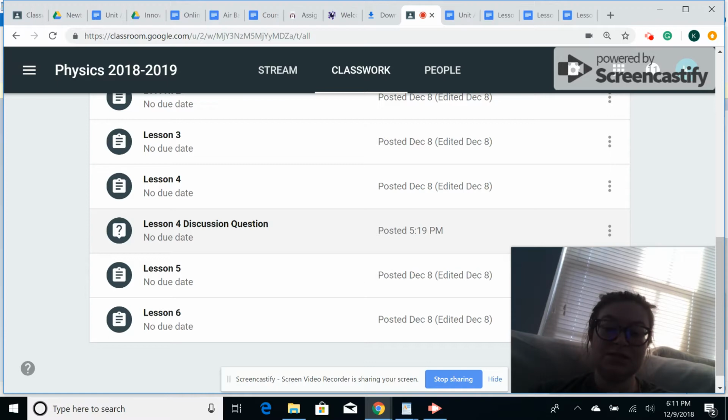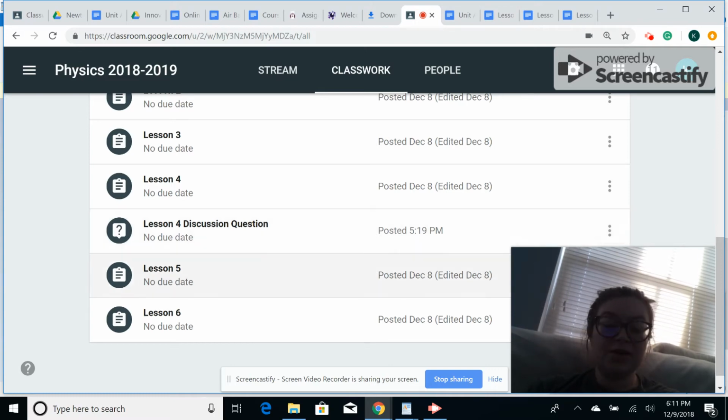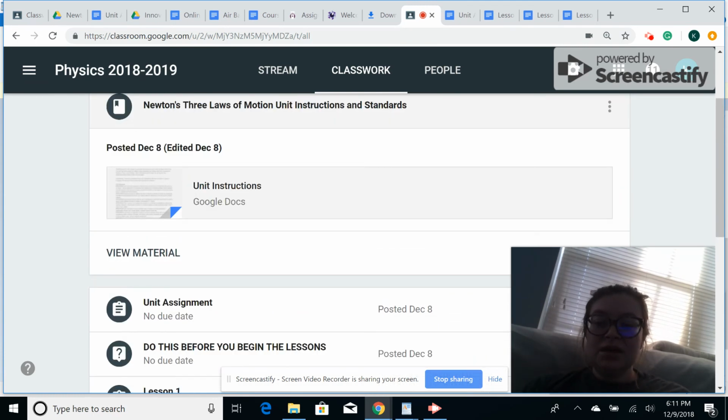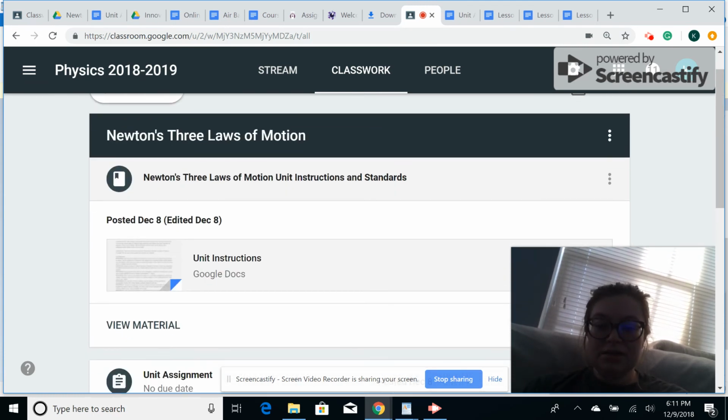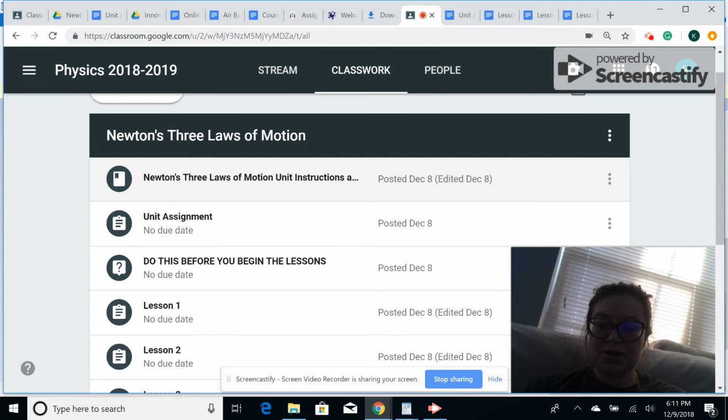They're also getting a lot of freedom in their designs. I'm not giving them a lot of guidelines like, oh, your design has to include this, because I want them to really think about it and really get creative with it and do what they want to do with their designs. So this is my unit.